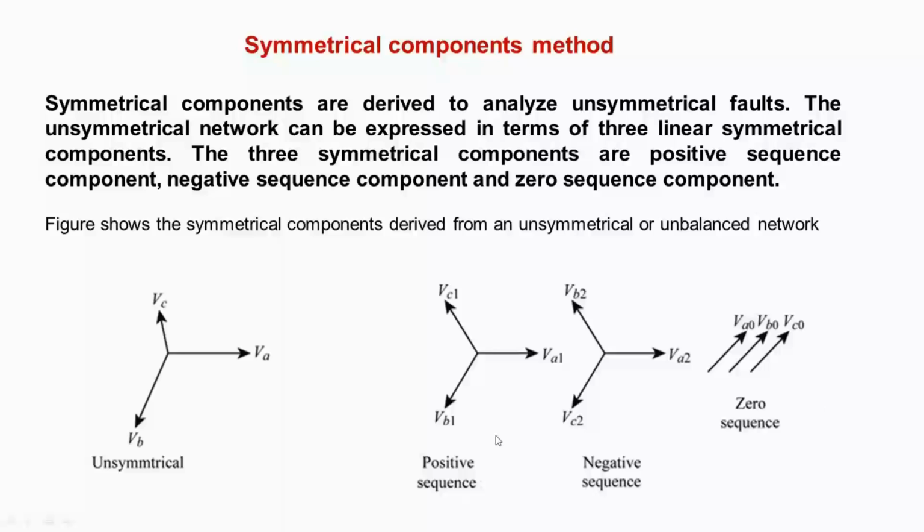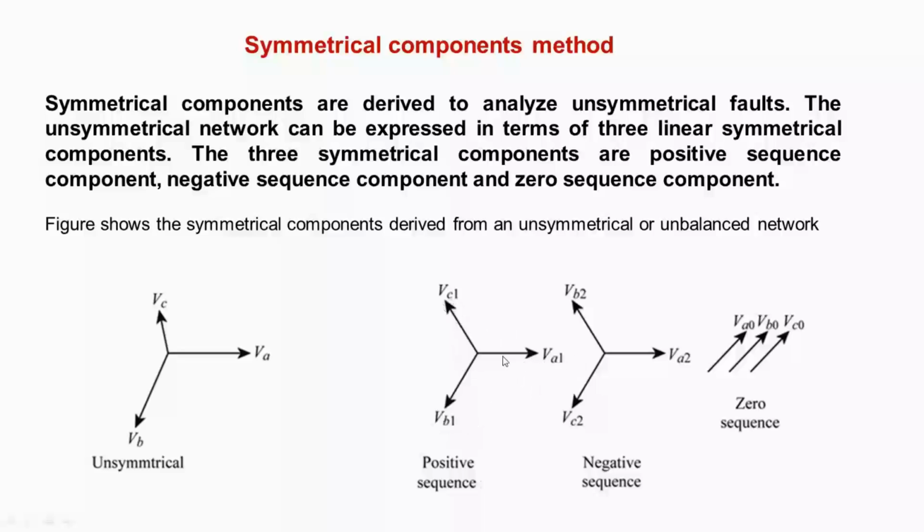What is the positive sequence component? The positive sequence component consists of three vectors of equal magnitude, displaced from each other by 120 degrees in phase, and having the same phase sequence as the original vectors. Here is the positive sequence vector diagram. It consists of three vectors VA1, VB1 and VC1. The 1 indicates positive. The magnitudes of these three vectors are equal.